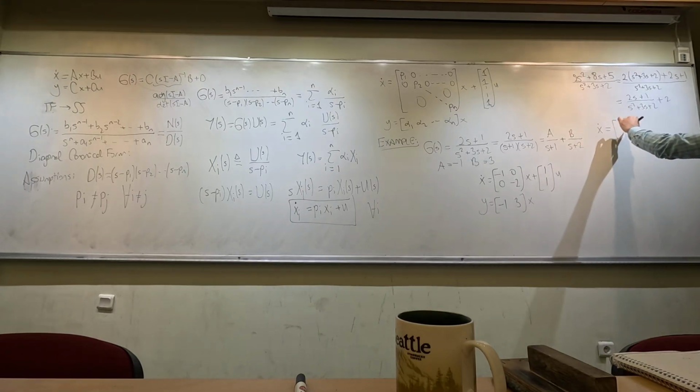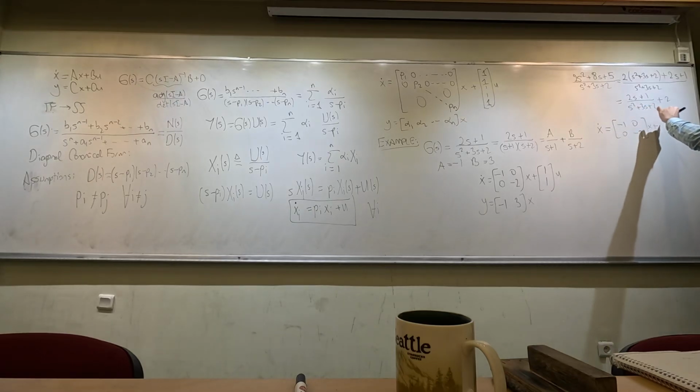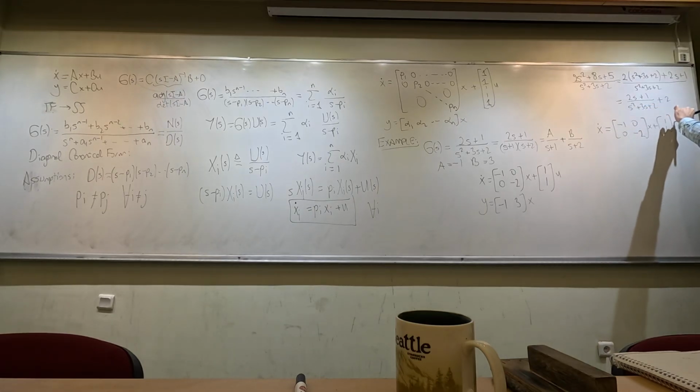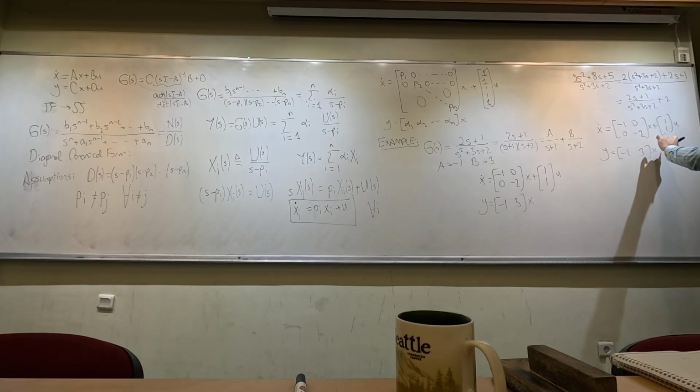ABC would remain the same. U and y is equal to -1, 3, x, and what? What am I going to write? Plus 2u. Okay.